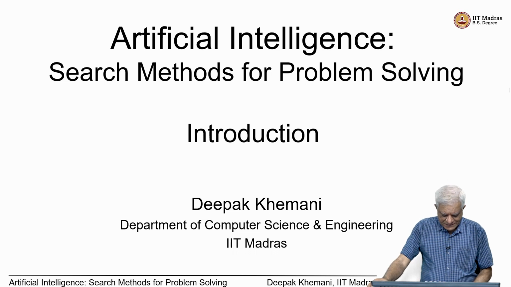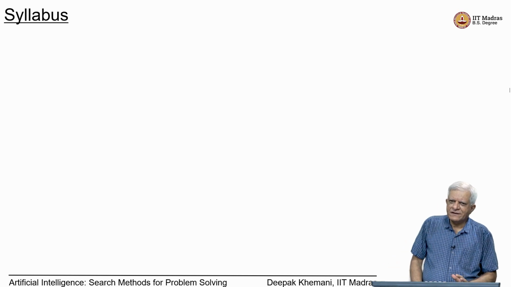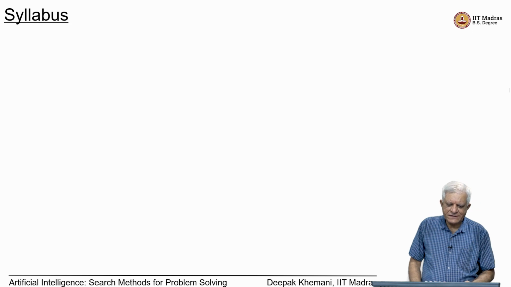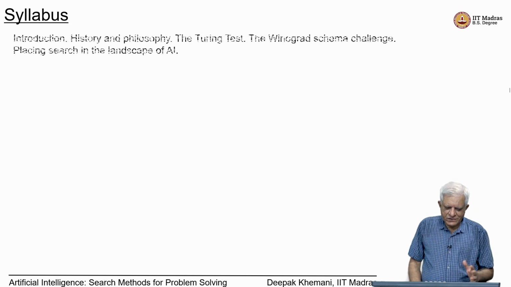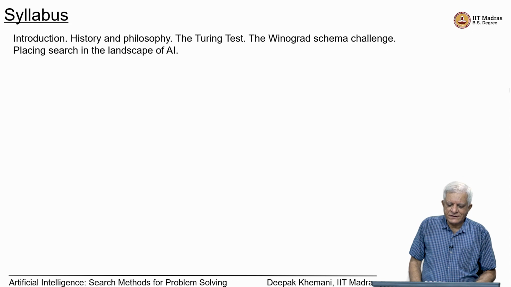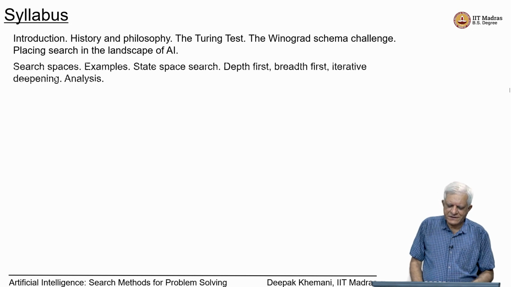So, we will begin with the introduction, and first I will give you a very quick overview of the syllabus. This is the first part, which is the introduction, history and philosophy. We look at something called the Turing test. You must have heard about it, the Winograd schema challenge. And then we will see where search comes into this vast landscape of AI. AI is actually quite a vast thing, and search is only a particular subset of AI essentially, and we are looking at one subset of what goes into making intelligent systems.